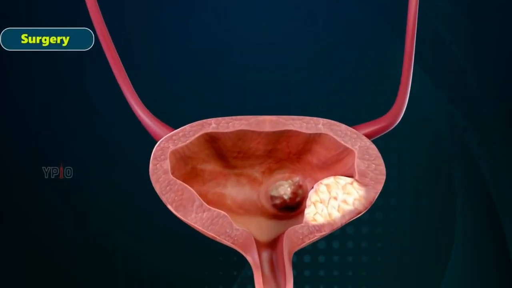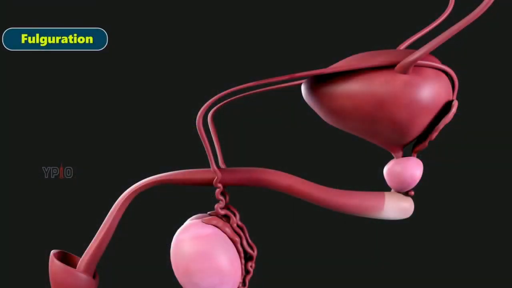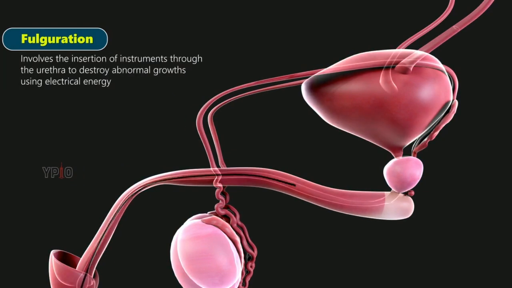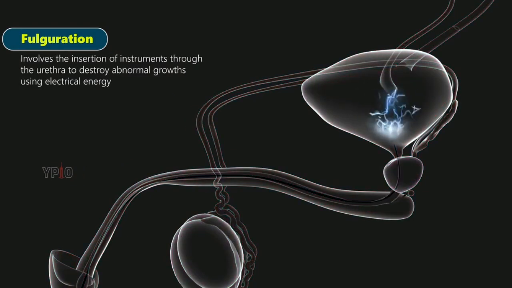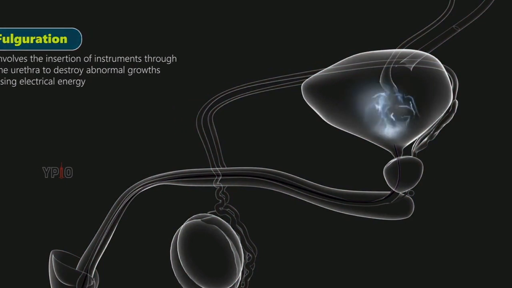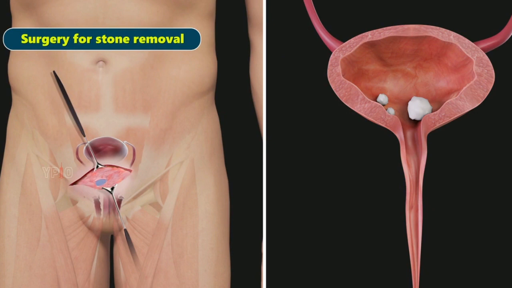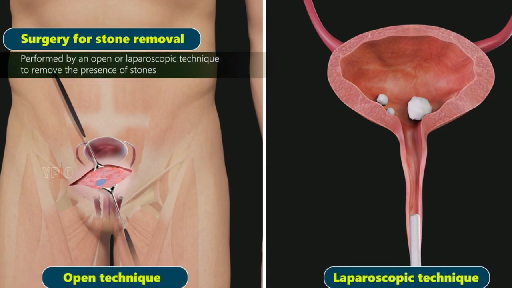Surgery may be recommended to treat bladder cancer and other conditions causing severe symptoms that are poorly treated by non-surgical methods. These procedures include fulguration. This is a minimally invasive method that involves the insertion of instruments through the urethra to destroy abnormal growths using electrical energy. Surgery for stone removal. This may be performed by an open or laparoscopic technique to remove the presence of stones.